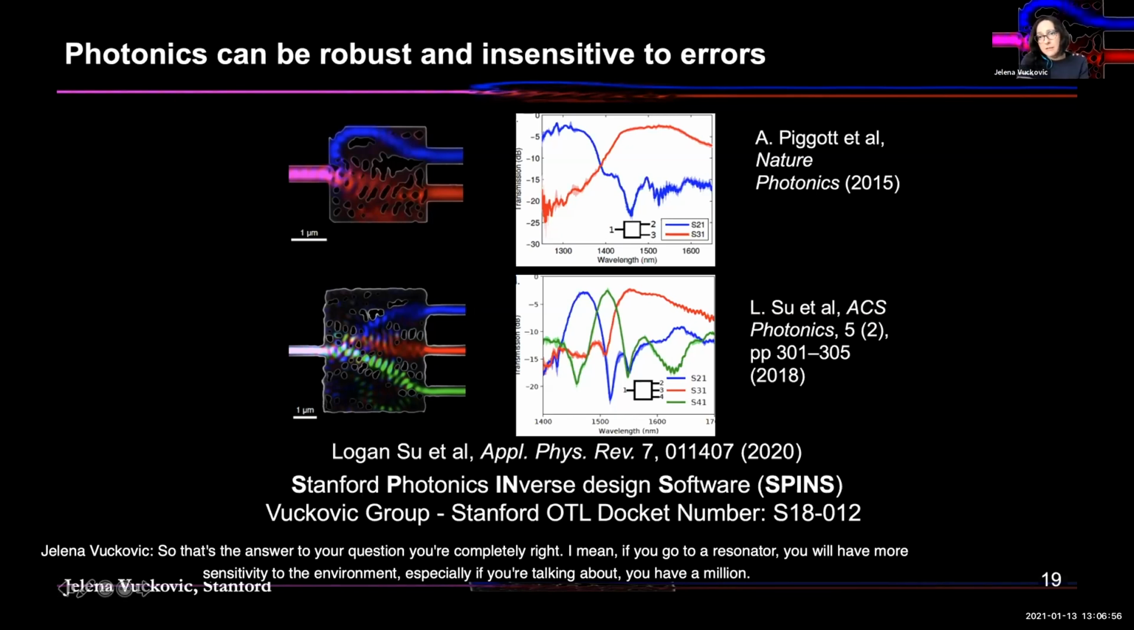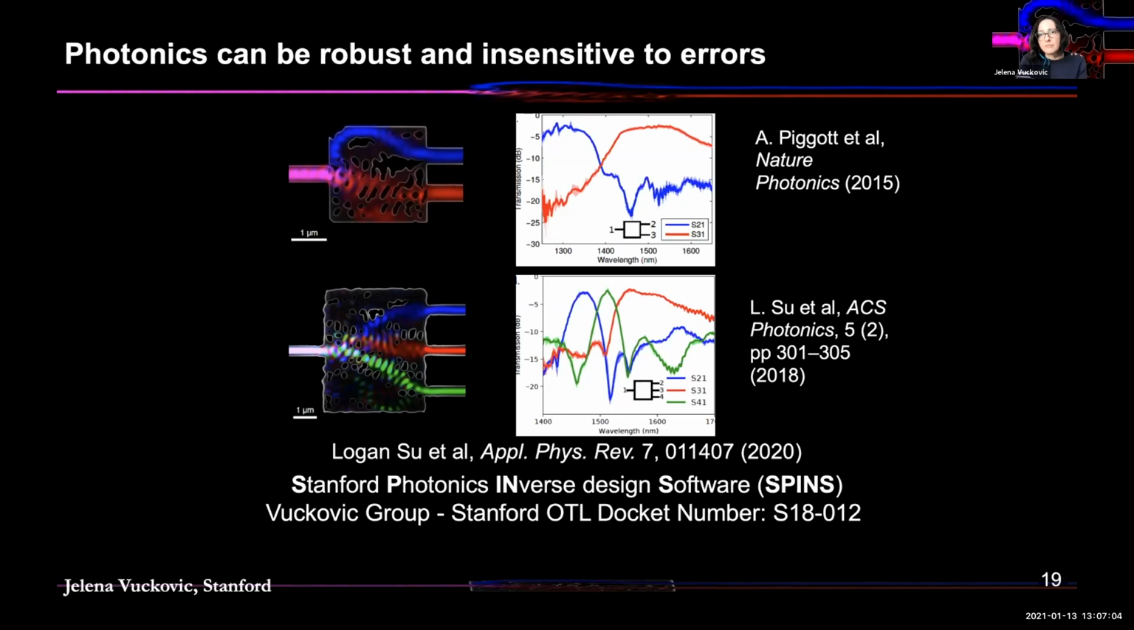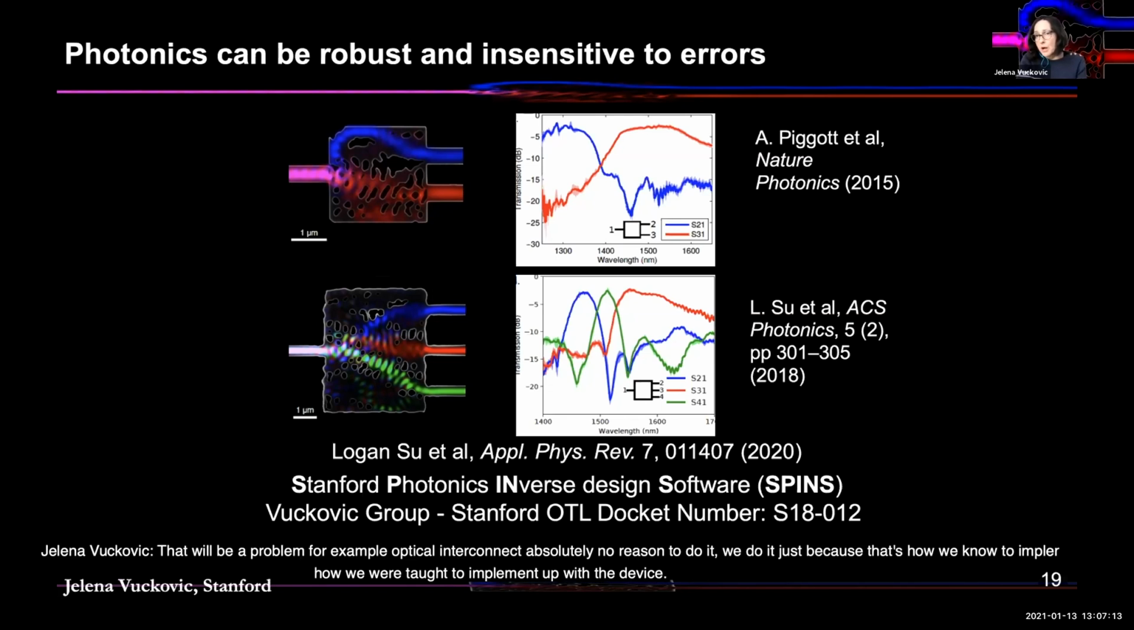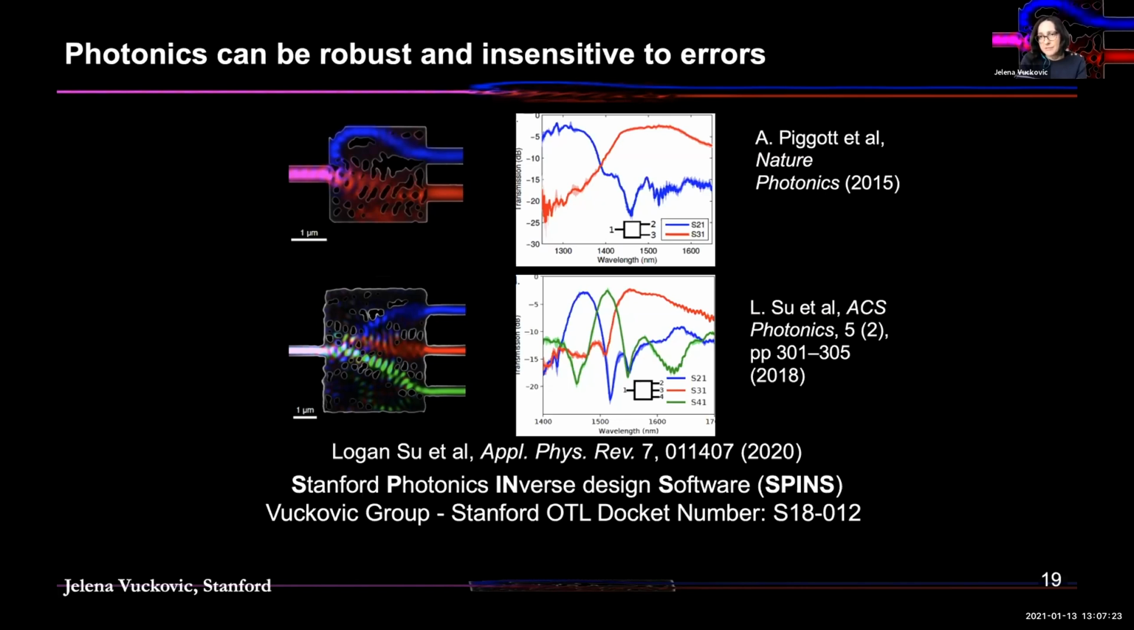You're completely right. If you go to a resonator, you will have more sensitivity to the environment, especially if you're talking about Q of 1 million. That's not surprising, but you don't really need to use that resonator for a lot of functions where that will be a problem. For example, optical interconnects, absolutely no reason to do it. We do it just because that's how we know to implement, how we were taught to implement a WDM device.